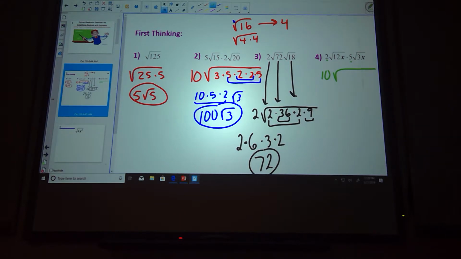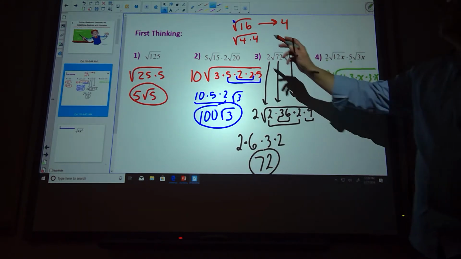Let's break 12 down. Is there a perfect square that works with 12? 4 and 3. Good. 4 and 3. And 4 times 3. And then I have that x. And then I have this 3 and this x. Ooh. Okay. I think we might be onto something. Hang on. I think we can figure this out.